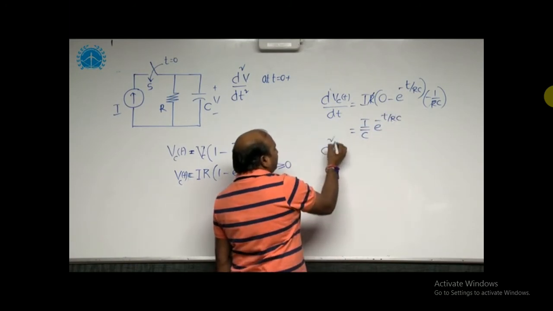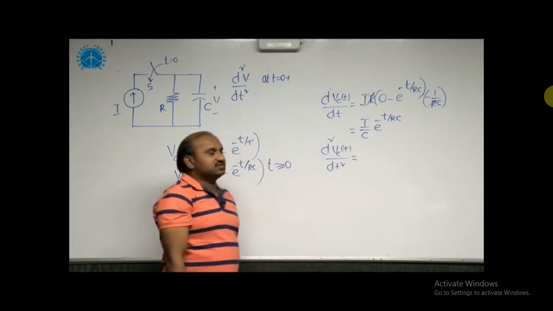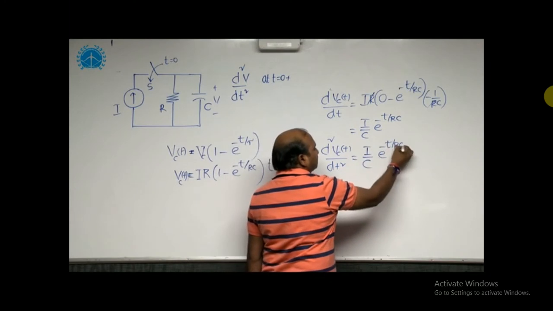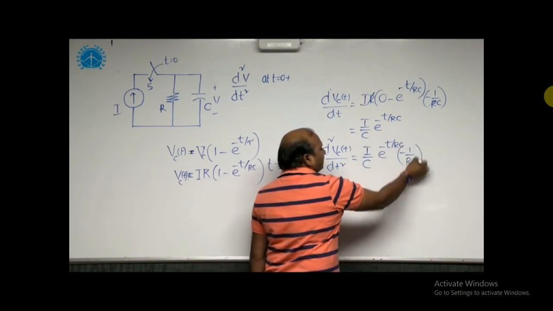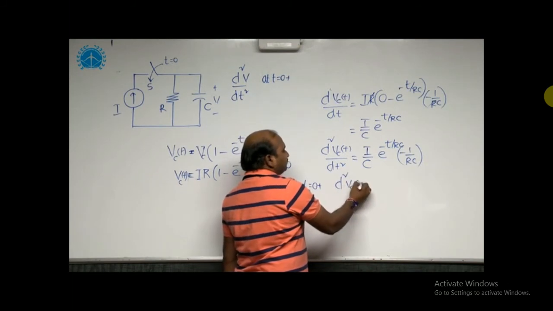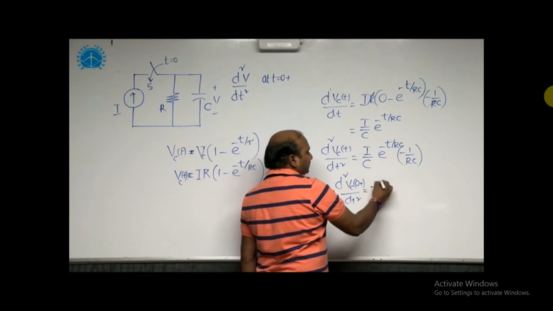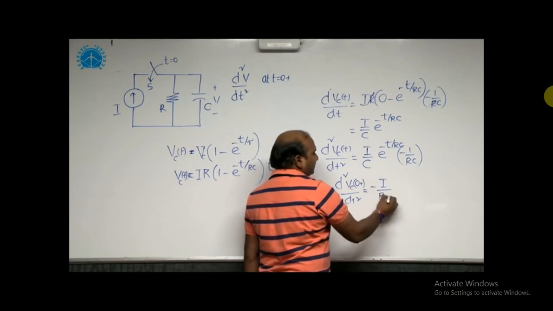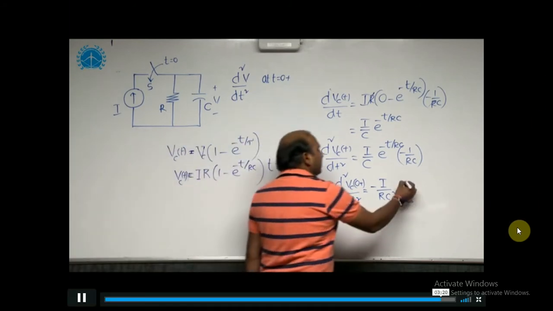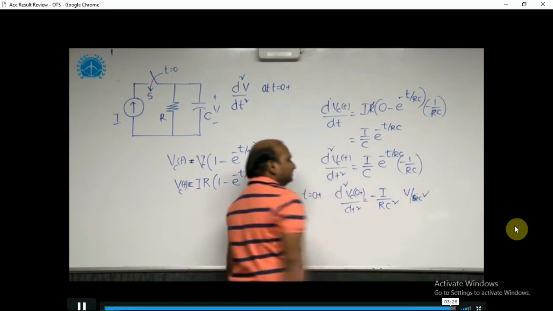We need d square v of t by dt square. Once again you have to differentiate this. By differentiating this, I by C into e power minus t by RC into minus 1 by RC. At t equal to 0 plus, d square Vc of 0 plus by dt square, we are getting, with t equal to 0, e power 0 is equal to 1, minus I by R C square, the unit being volts per second square.